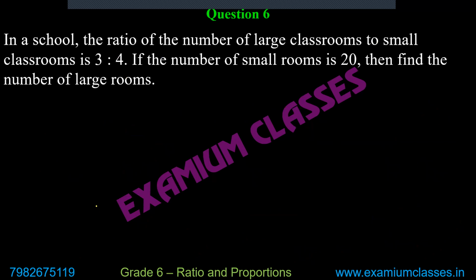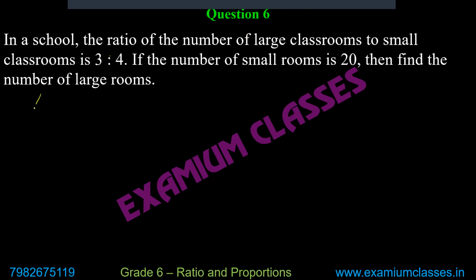Next, in a school, the ratio of the number of large classrooms to small classrooms is 3:4. If the number of small rooms is 20, then find the number of large rooms. Okay, easy question. So we will say the ratio is 3:4. If the large classrooms are 3x, the small classrooms will be 4x.